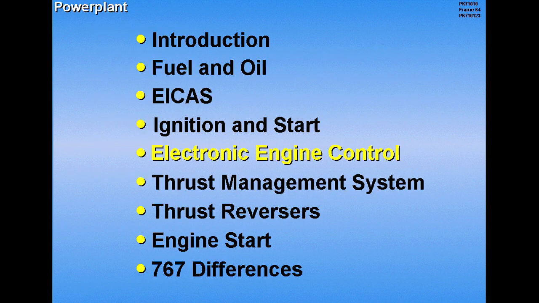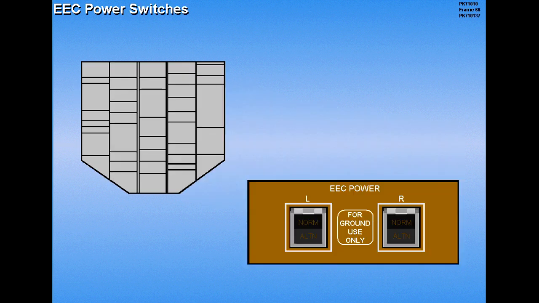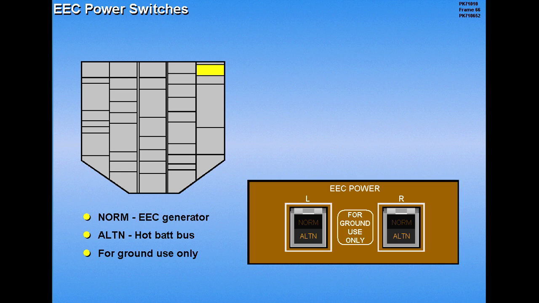Next, we'll discuss the electronic engine control. Power is provided to the EEC from an independent engine-driven EEC generator. If the EEC generator fails, the engine shuts down. The plastic-guarded EEC alternate power switches are located on the overhead panel. When normal is illuminated, the EEC is powered by its own EEC generator. When alternate is selected, the associated light illuminates indicating the EEC is now powered from the hot battery bus. The switches are for ground use only.